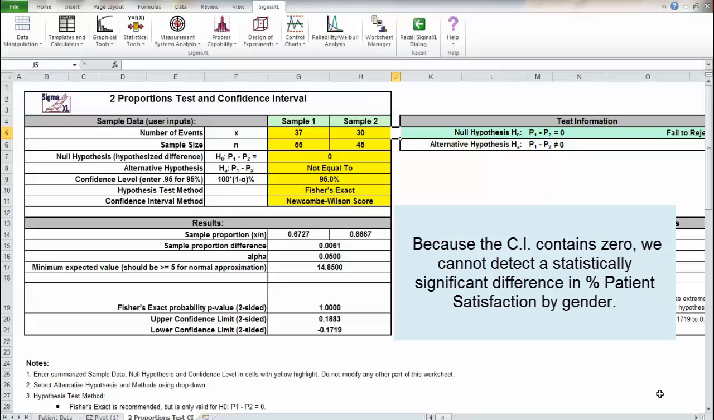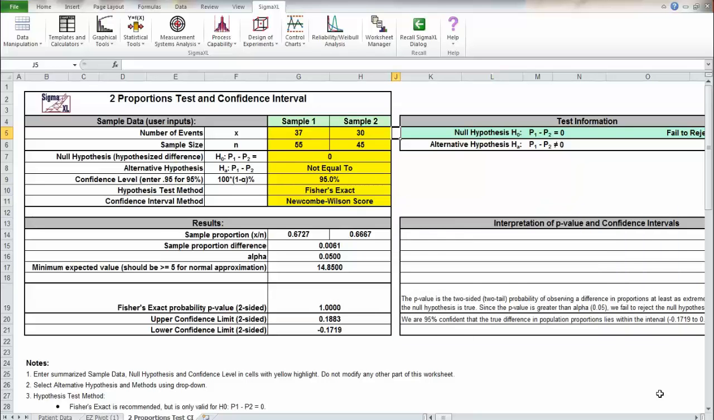We could not detect a statistically significant difference based on gender in the population percentages of patient satisfaction. Hopefully you got those same answers. Let's go back to the material and learn some new things.